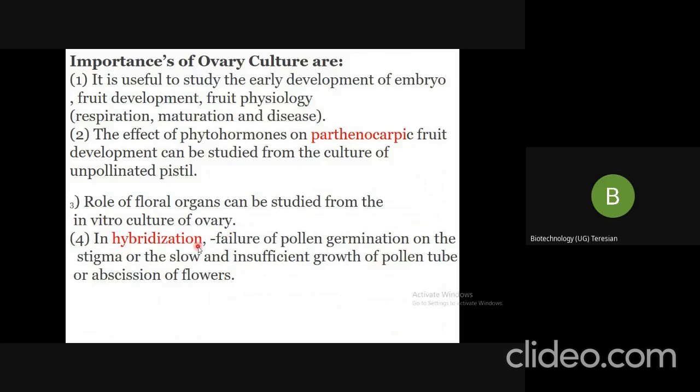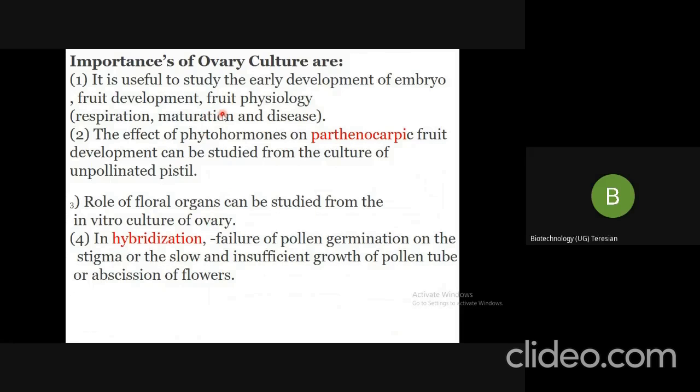Looking into the importance, it is useful to study early embryo development, fruit development, and different aspects of fruit physiology, including respiration, maturation, and the diseases in the fruit. These can be well studied.